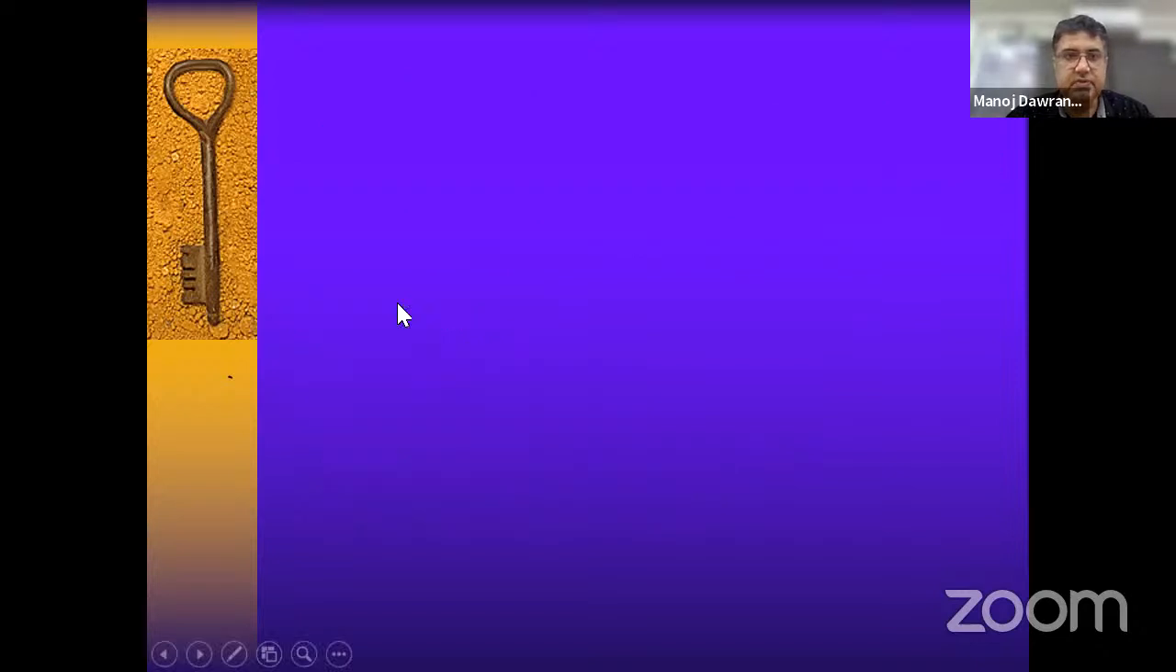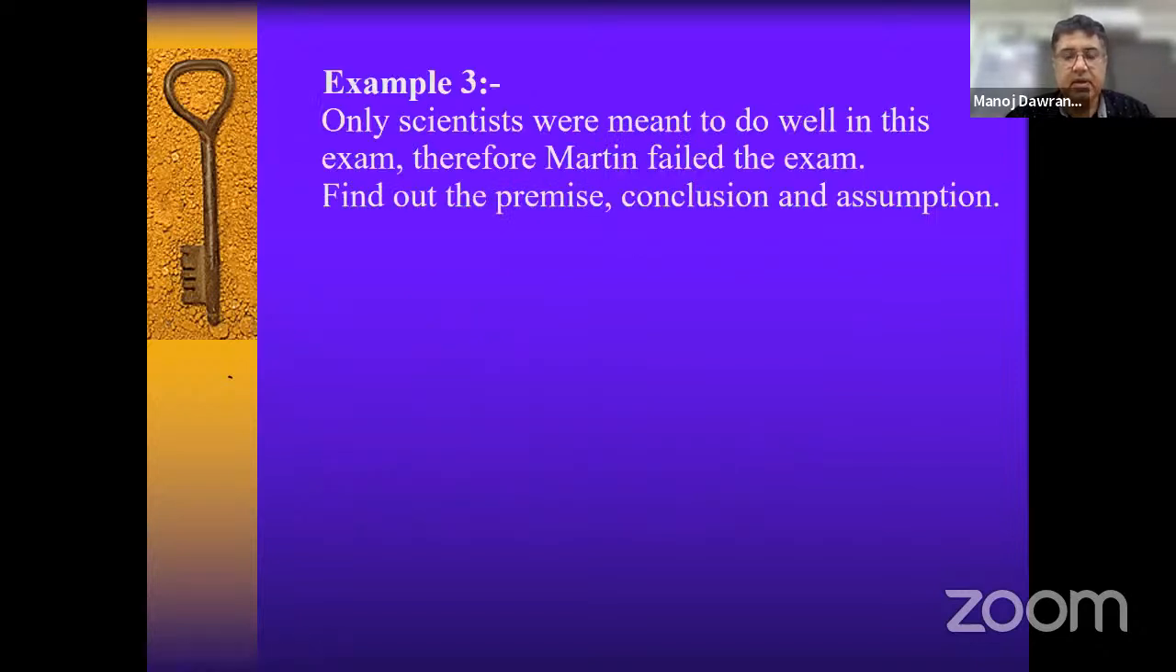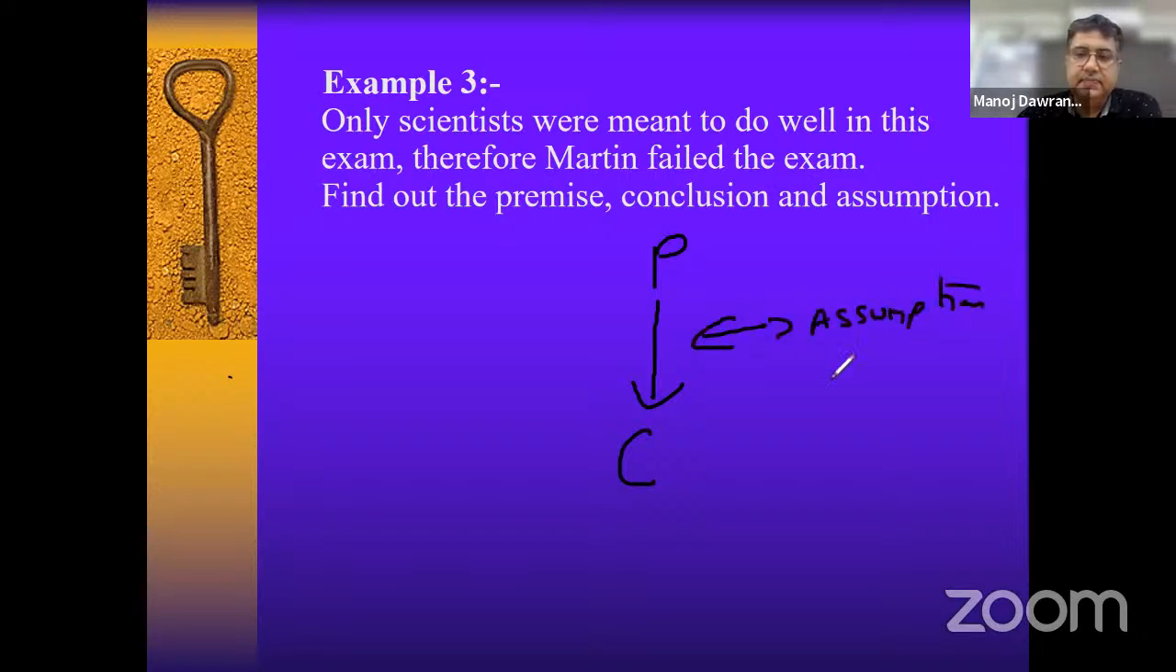Let's do a few more questions. All right. Now, what is assumption? Normally, if you look at the structure of an argument, you'll find this way. A premise is leading to a conclusion, and in between these two, there is an assumption. All right. A premise would lead to a conclusion and it will be backed by an assumption.